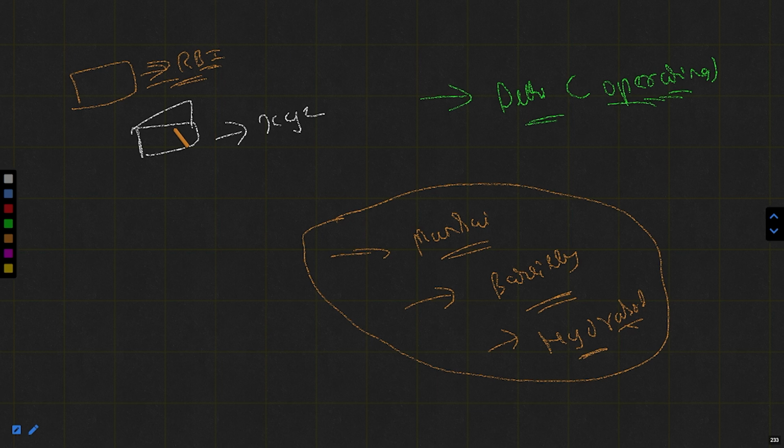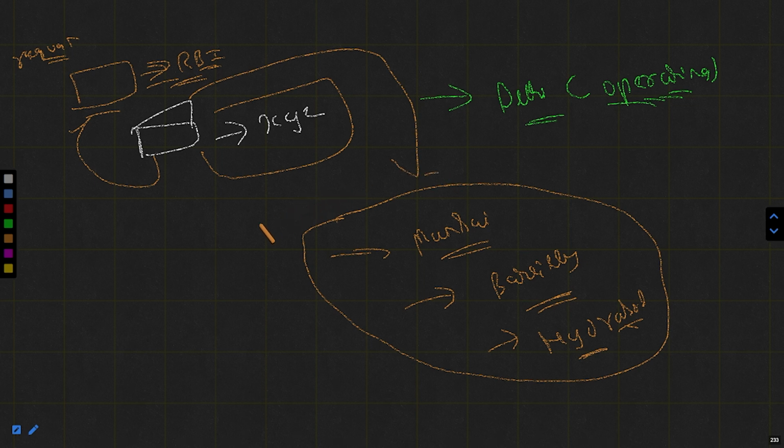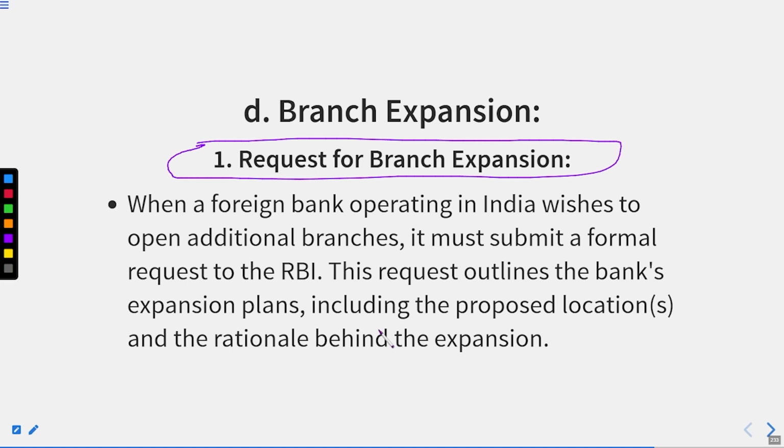The third step is to share your preferred location. It means that in the request, after all these things, Mumbai, Bareilly, and Hyderabad will be mentioned. XYZ will request the Reserve Bank of India to allow it to open its branches in these cities as well. So this is the first step, the submission of the request.